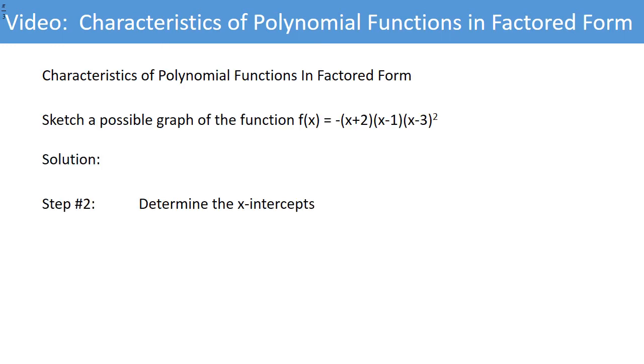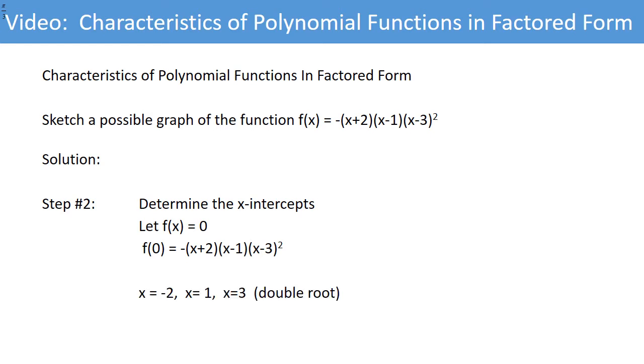Now, determine the x-intercepts. Let f of x be equal to 0. 0 is equal to negative x plus 2, x minus 1, x minus 3 squared. We note that the last term, x minus 3, is squared. We would know from that then that the zeros, or the roots, would be x equal negative 2, x equal to 1, and x equal to 3, and 3 is a double root. It will have a particular type of behavior at this x-intercept.